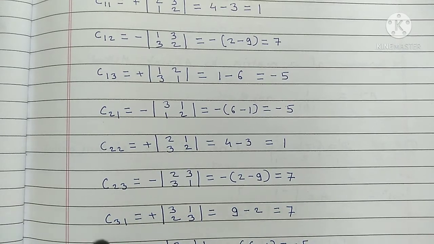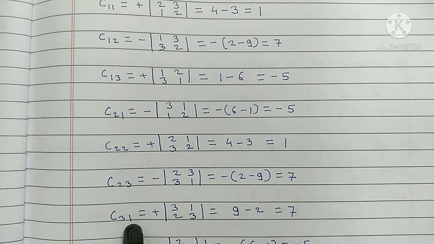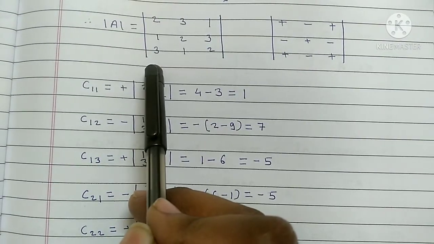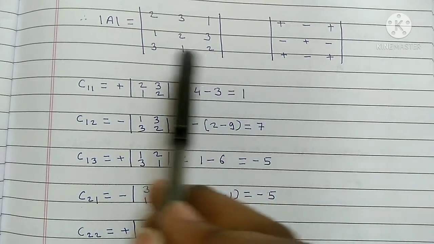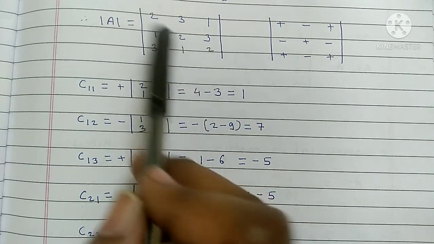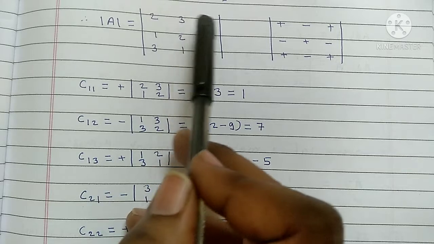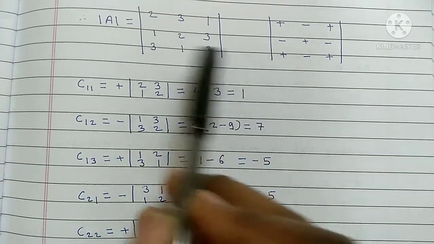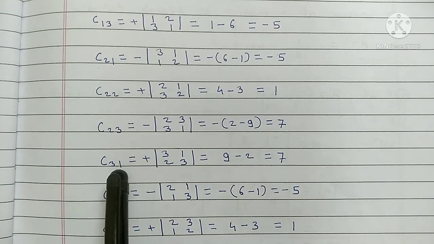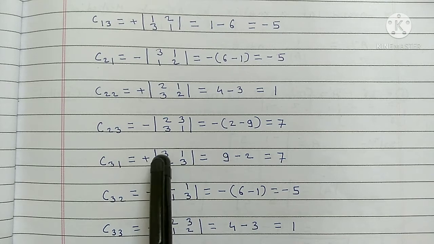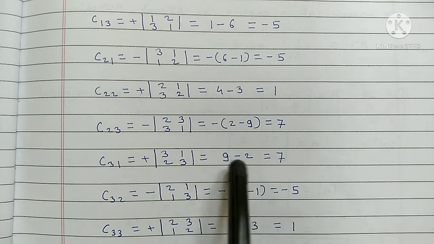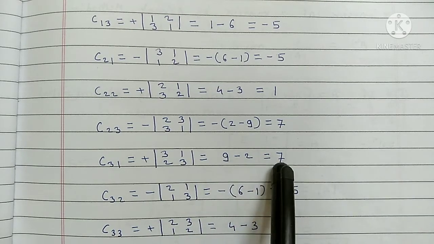Next element is C31. For C31, the corresponding sign is plus and it is in third row, first column. So delete third row and first column. So it will be 3, 1, 2, 3. So C31 is equal to plus sign determinant of 3, 1, 2, 3. So 3 into 3, 9, minus 2 into 1, 2. So 9 minus 2 is equal to 7.